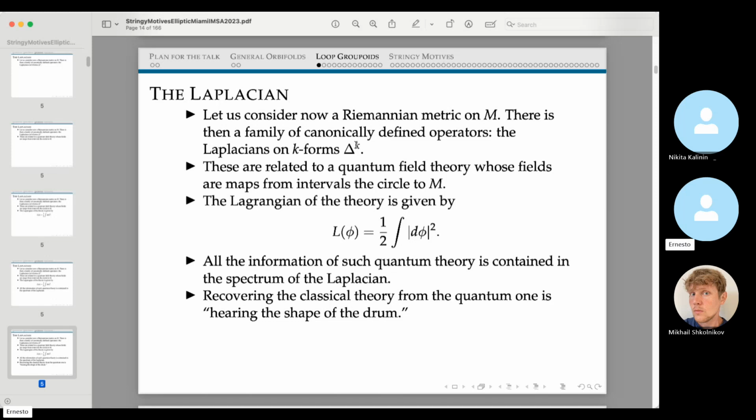You know, it sounds like an impossible task, but surprisingly, very often it can be done, and it's actually hard to find a counterexample where it cannot be done. This is surprising at first. And this is the task of recovering the classical theory from the quantum theory. Yeah?